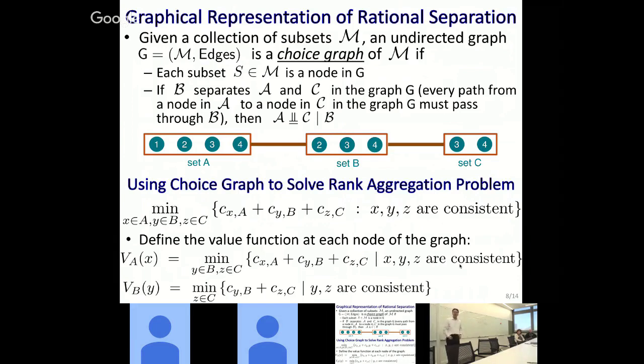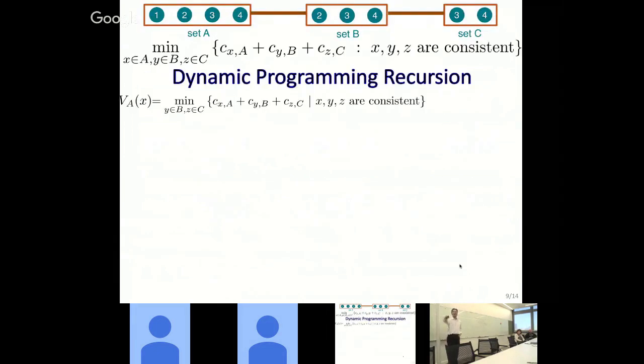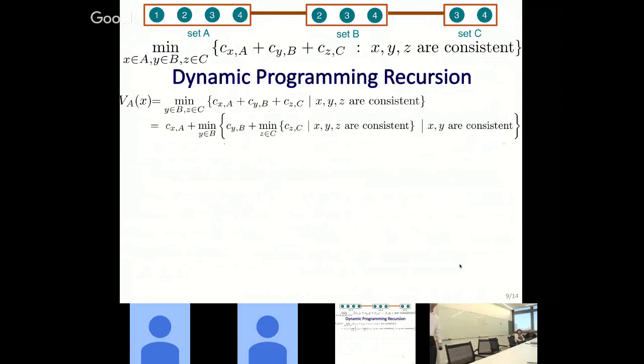Okay, so what I will do now is just show you that this can be done easily. I'm just going to copy everything we've described and put it up here. So we have things here. Now we're just going to go through a few lines of algebra. We factor out the CXA. Then instead of minimizing over Y and Z simultaneously, we minimize them sequentially. And then we have this constraint, X, Y, Z are consistent. So we put that here. But then since you're minimizing out the Z, the other constraint is X, Y are consistent.